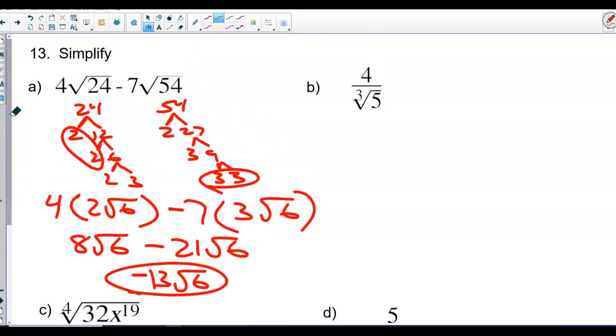Rationalizing denominators, I've got to get a perfect cube under the denominator. You might have seen this as a perfect square. When you have a cube root, you need to get to a perfect cube. So I'm going to multiply the top and the bottom here by the cube root of 25. The reason why we do the cube root of 25 and not 5 is that 5 times 25 is the cube root of 125.